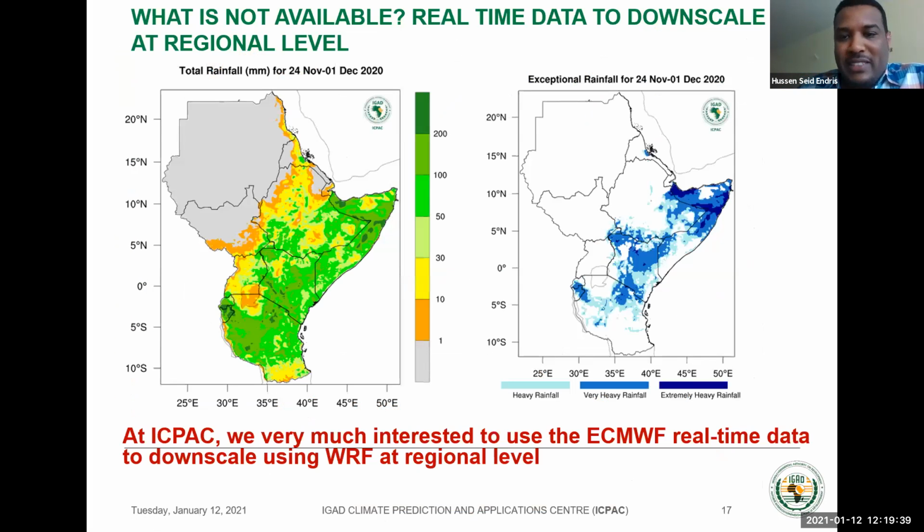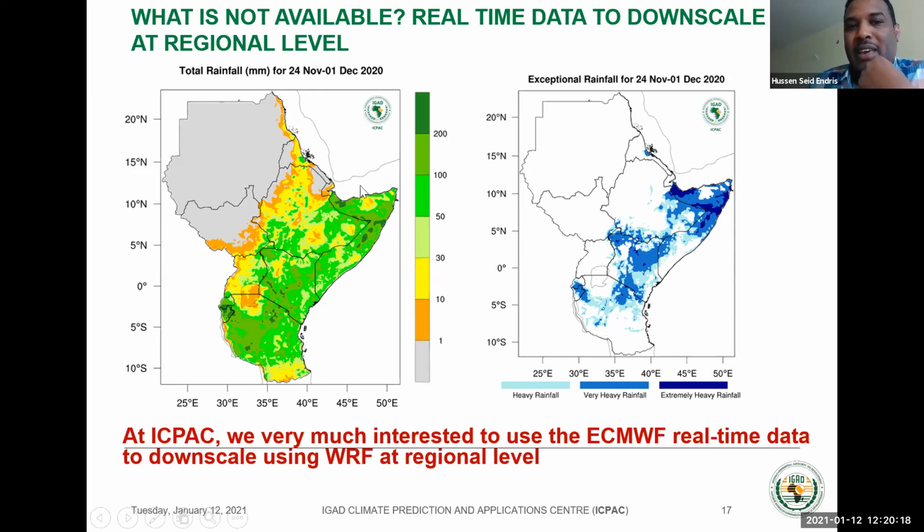What is not available, I just added this slide now. So the ECMWF data and products are available, but the real-time data is still not accessible. And at ICPAC, we are very much interested to use the ECMWF real-time data, mainly to downscale using the WRF model at regional level. So we produce downscaled products at ICPAC by running the WRF models.